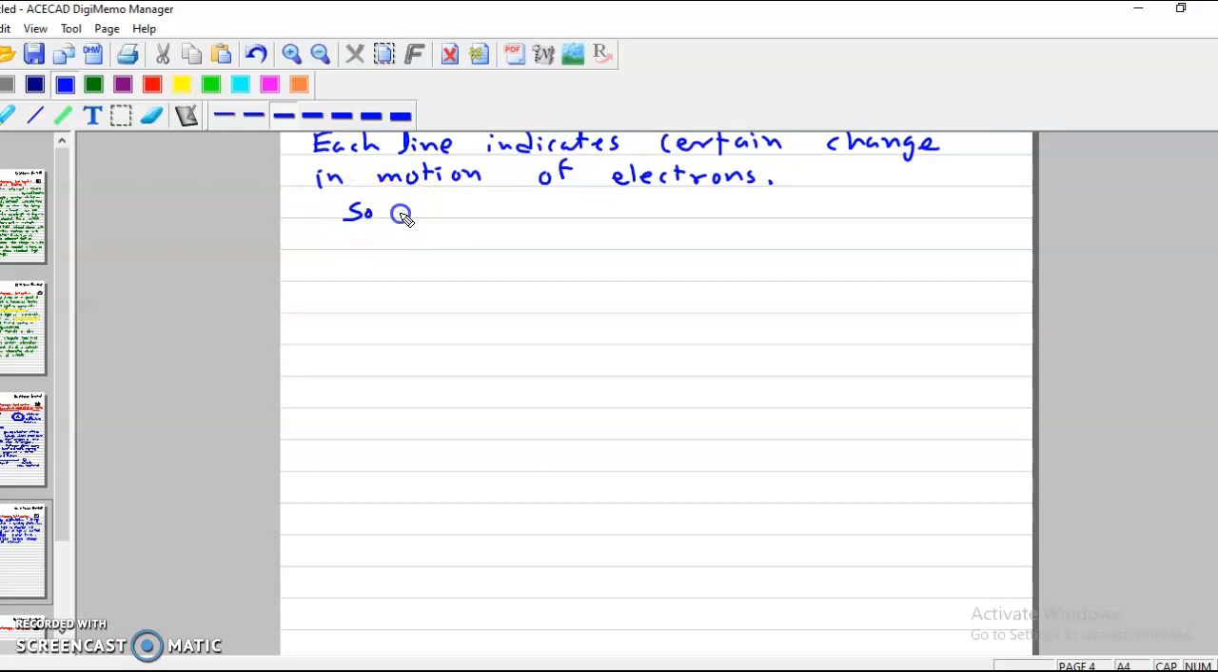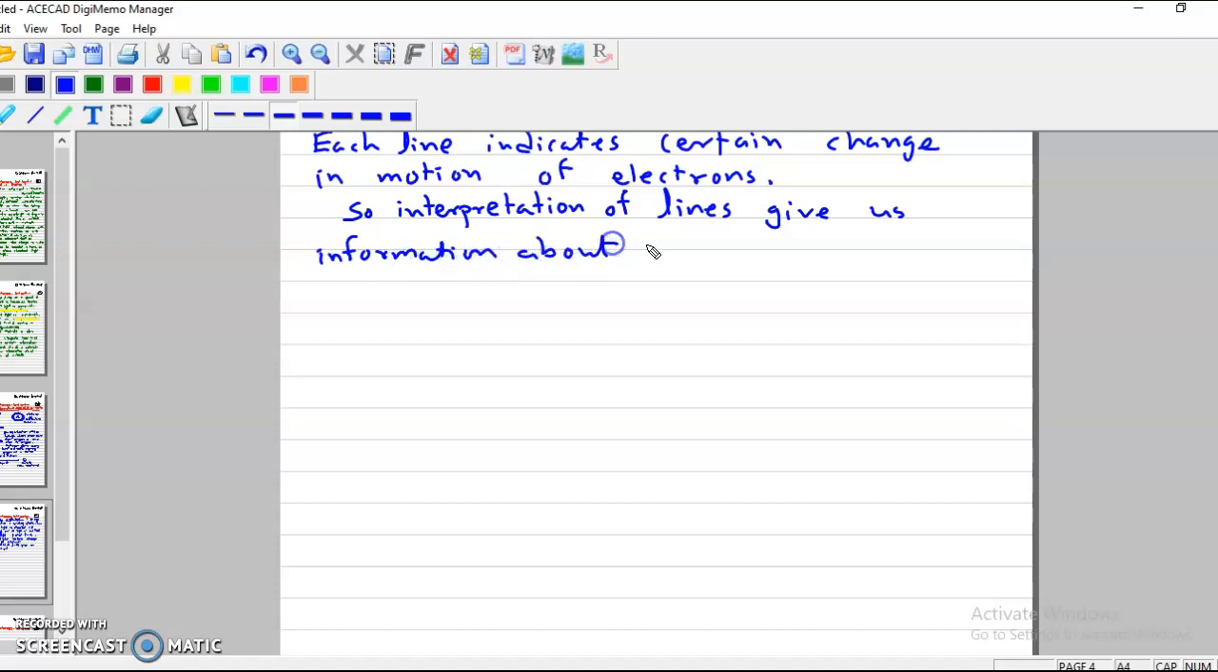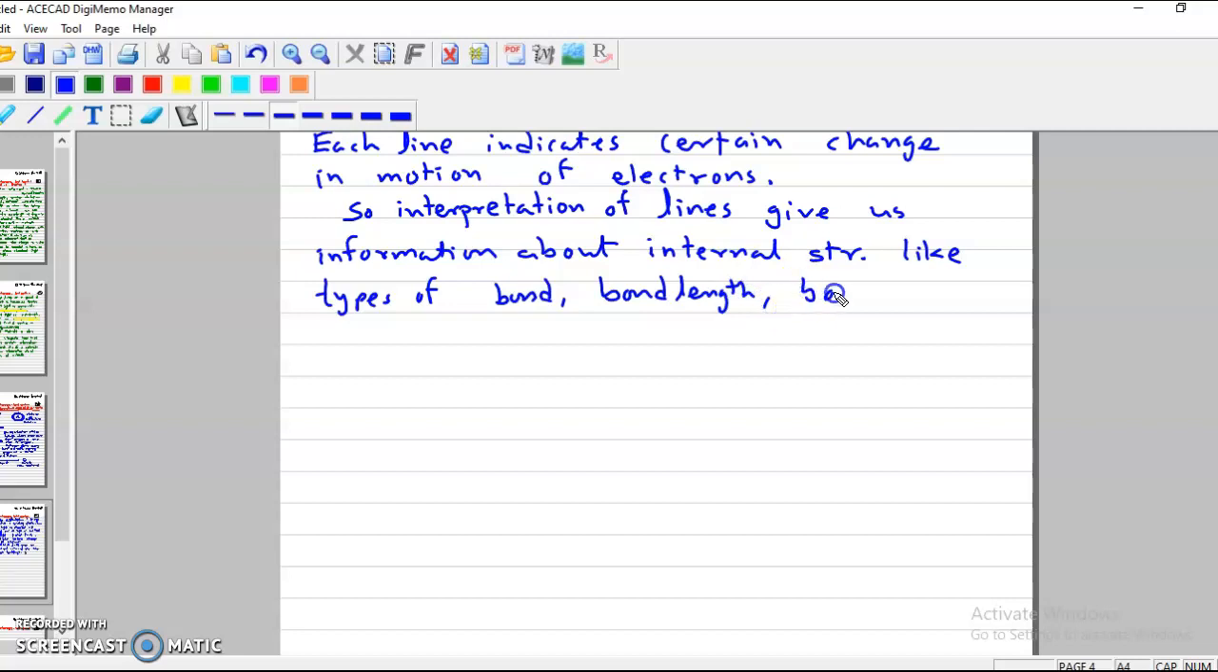So, interpretation of lines gives us information about internal structure, like types of bond, bond length, bond angles, etc.